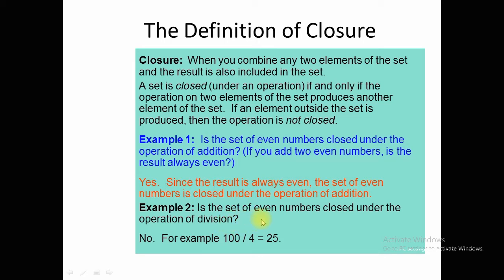Similarly, if we multiply two even numbers, suppose 2 and 6 are even numbers, 2 times 6 is 12. 12 is again an even number. 2 and 4 are even numbers, 2 times 4 is 8. 8 is again an even number. So the set of even numbers has the closure property with respect to multiplication.